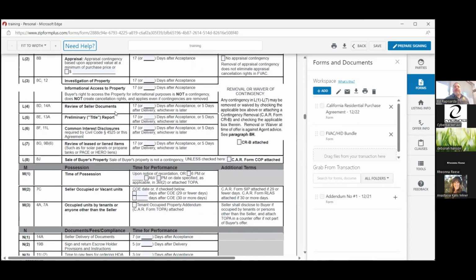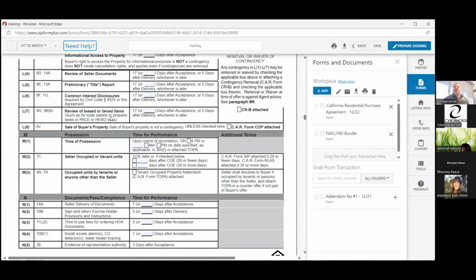Review of seller documents, 17 days. Prelim, 17 days. Common interest disclosure, 17 days. Review of leased or liened items, 17 days. This is important if they have a HERO or a PACE or some type of solar liens on there. This is where you do that. And then sale of buyer's property. If you have a sale of the buyer's property, you need to check this in order for it to be contingent with that purchase agreement.